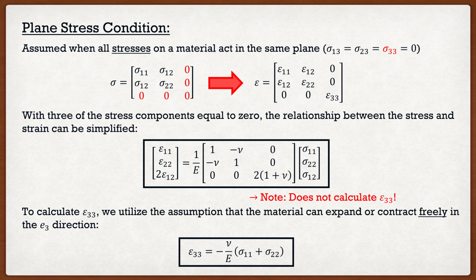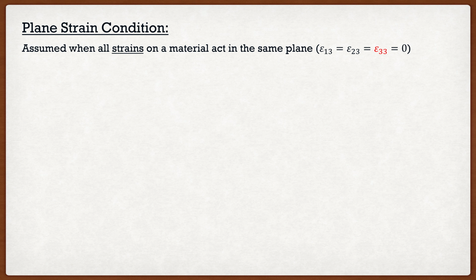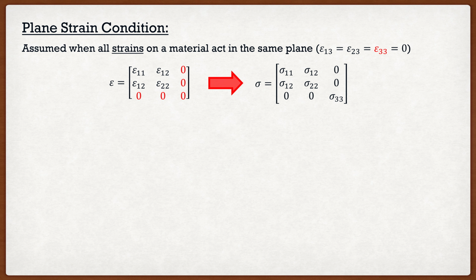Now, the final thing that we're going to cover is kind of the opposite of plane stress, which is called the plane strain condition. Just like plane stress, this is assumed when all the strains on a material act in the same plane. Therefore, epsilon 1,3 is equal to epsilon 2,3, which is equal to epsilon 3,3, which is equal to 0. This simplifies our strain tensor so that we only have 3 unknown strain components. Therefore, we can find our simplified stress tensor. And just like the plane stress condition, we have 4 unknown components rather than 3. We have that sigma 3,3 down there, just something to be aware of.